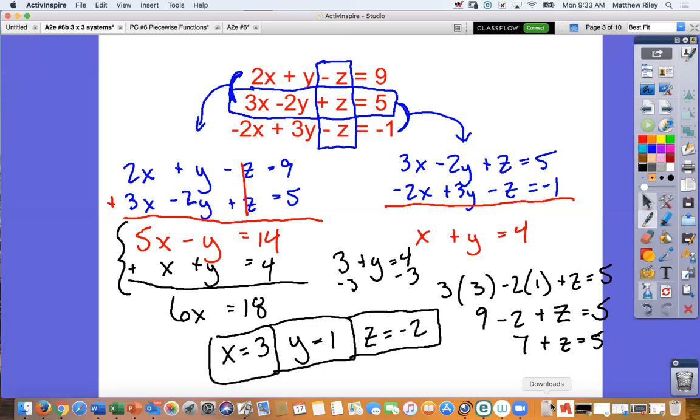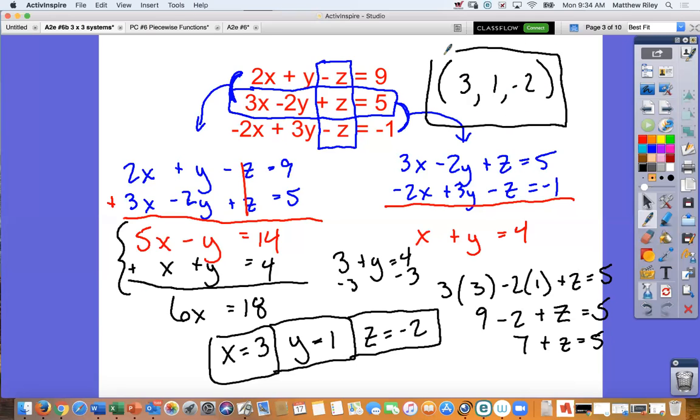Now remember, the solution is where these three equations, these three lines intersect. So now this is a three-dimensional equation. So it should be written as an ordered triple in alphabetical order, always alphabetical order. So 3, 1, -2 is your final answer. Any questions?